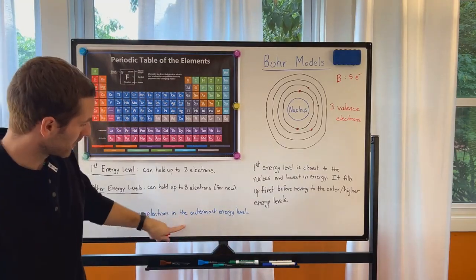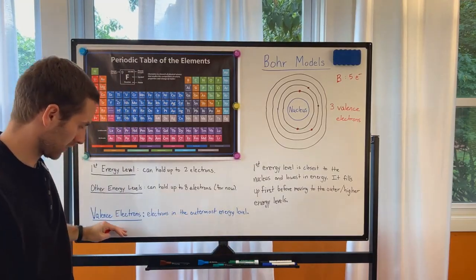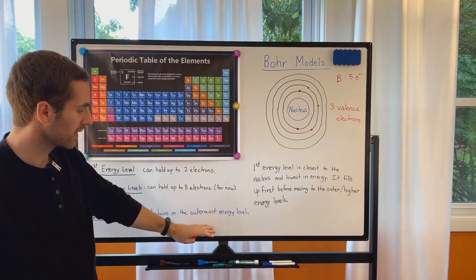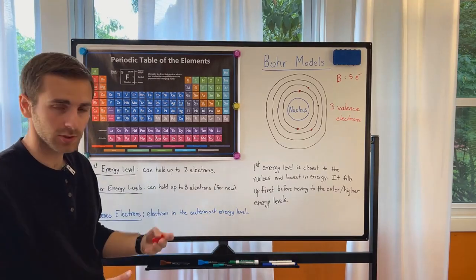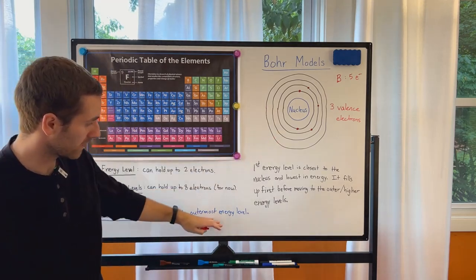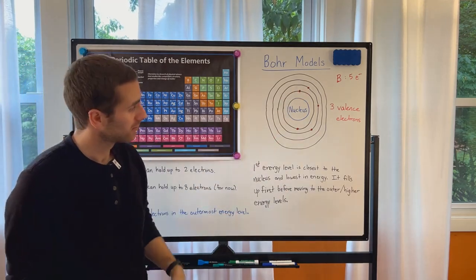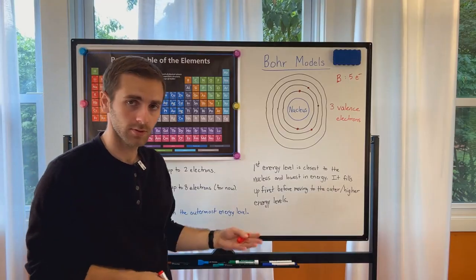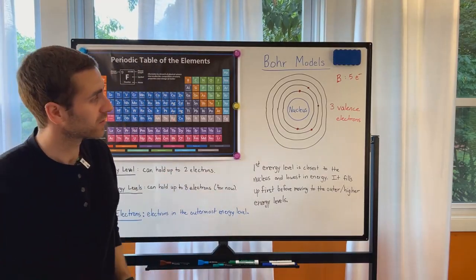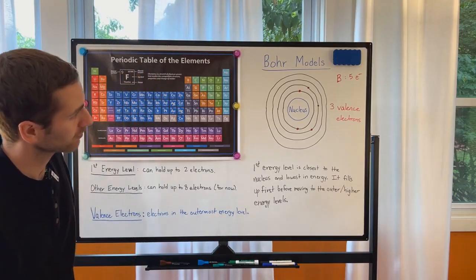Okay, keep in mind, this doesn't define a specific level. It doesn't say electrons in the second energy level or the third energy level. It's just the outermost energy level, which is going to be different for every element. For boron, its outermost level is the second energy level. But for some elements, it may be the third, it may be the sixth, it may be the first. So just keep that in mind.